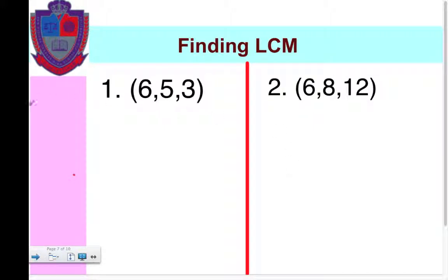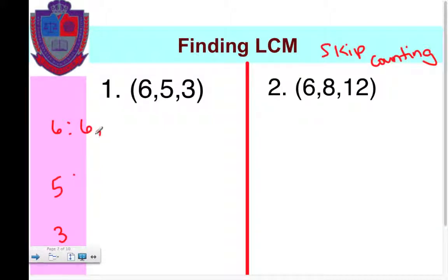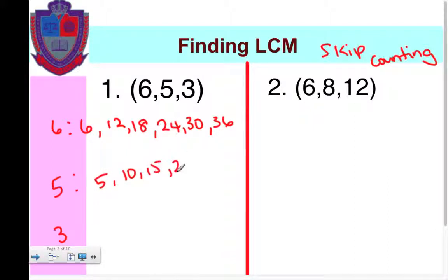The last thing that we're going to talk about today is how do we find these LCM. When you think of LCM, I want you to think of skip counting. So all that means I have 6, 5, and 3. It means I'm going to start at 6 and I'm going to count in terms of 6. So let's go 6, 12, 18, 24, 30, 36. 5, this is an easy one, 5, 10, 15, 20, 25, 30.